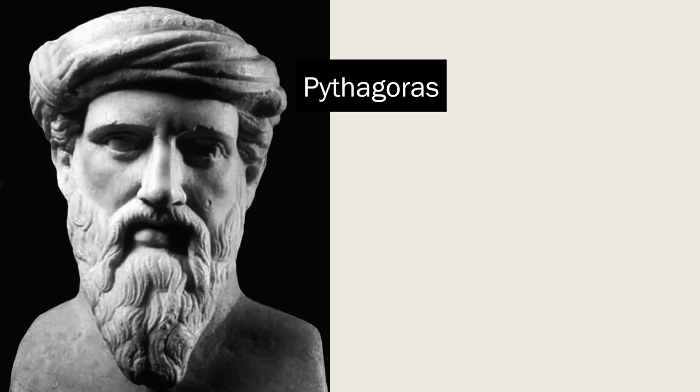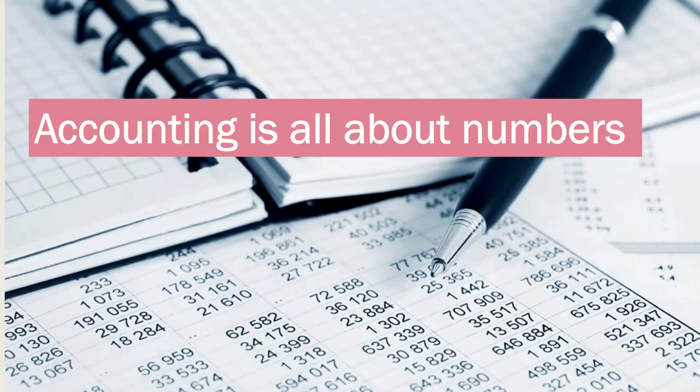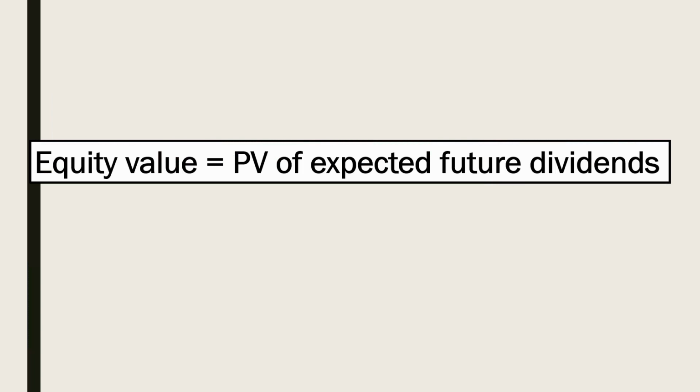Pythagoras, about 2,500 years ago, thought that all things were numbers. He thought the underlying, unseen reality could be expressed in the relationships of numbers. Accounting is all about numbers. We'll be expressing several key relationships between accounting numbers by way of mathematical expressions. They can be expressed in words, but it is possible to express these relationships more briefly and precisely in mathematical terms. As we said, the equity value of a firm is the present value of expected future dividends.